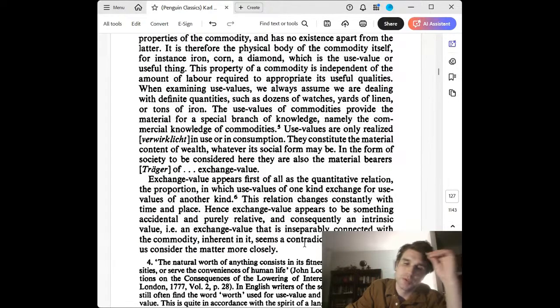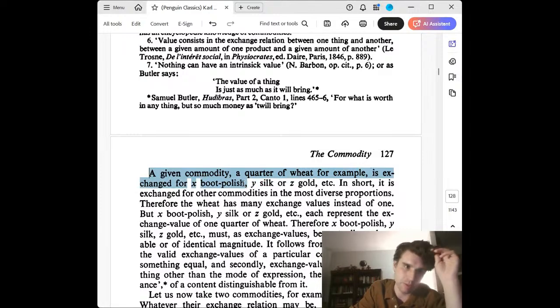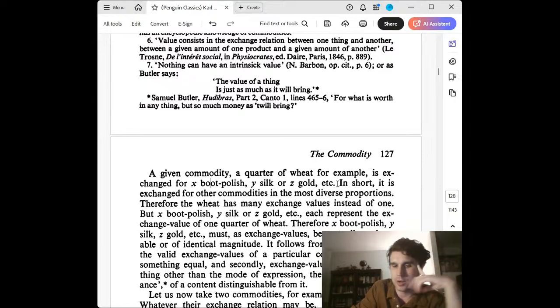Let's consider the matter more closely. So he's saying that's how it seems, but what's really going on? A given commodity, a quarter of wheat, for example, is exchanged for x boot polish, y silk, or z gold, etc. In short, it is exchanged for other commodities in the most diverse proportions. All right, so our example was 1,000 pencils for 2 boots. Well, we could also trade the 2 boots for a leather bag, maybe, right? So that'd be 1 leather bag is 2 boots. And that's a different proportion. That's a 2 to 1 as opposed to a 2 to 1,000.